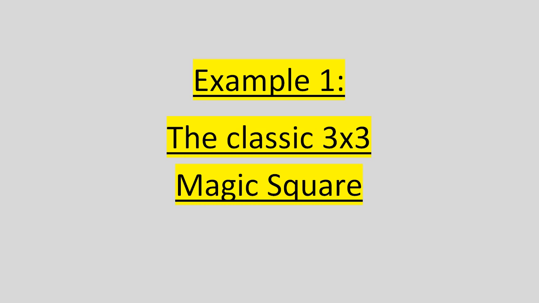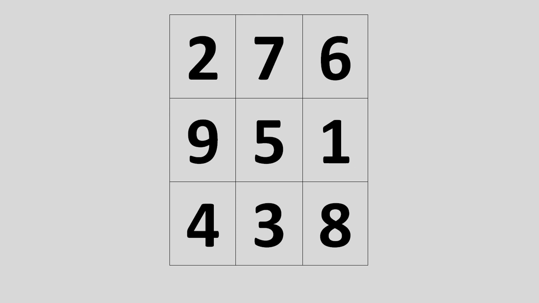Example 1, the classic 3 by 3 magic square. Here we have the digits 1 up to 9 and they all appear once and only once. The rows 2, 7, 6; 9, 5, 1; 4, 3, 8 all add up to 15. The columns 2, 9, 4; 7, 5, 3; 6, 1, 8 also add up to 15. 2, 5, 8 and 4, 5, 6 for our two diagonals also add up to 15. So this is a 3 by 3 magic square. It meets all the conditions of the definition that we stated above.